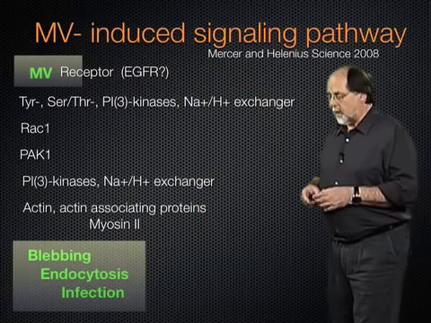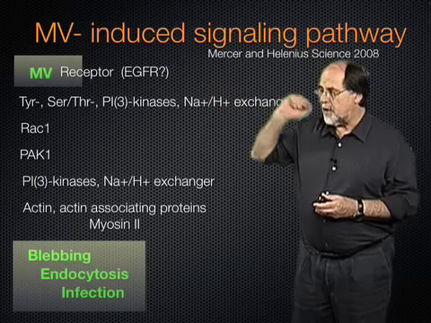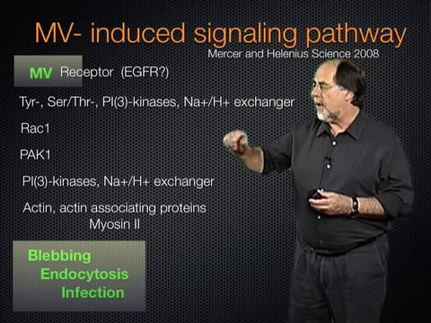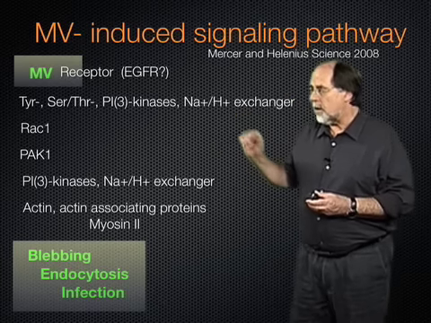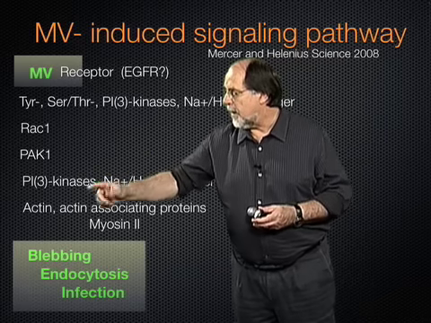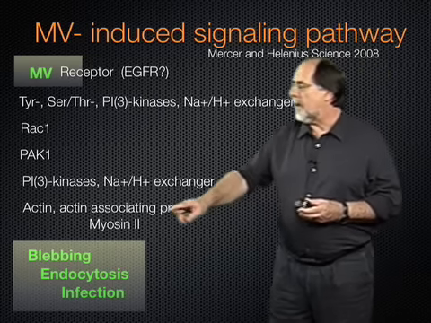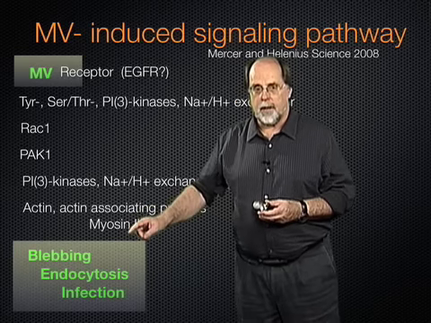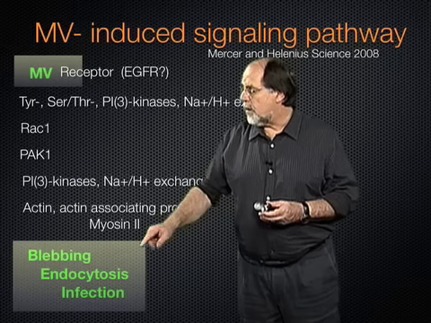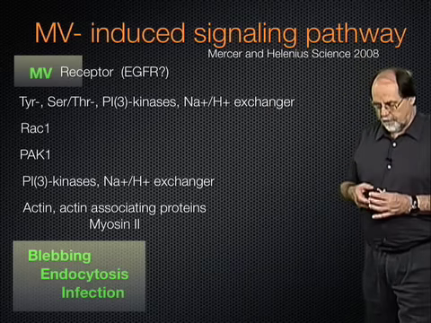So what is the pathway like? We have a rudimentary picture. The receptors are not clear. Perhaps they involve to some extent EGF receptor because it gets activated. Then there are serine threonine kinases, PI3 kinases, a sodium proton exchanger required at the next stage. Activation of RAC occurs, PAK is activated, and then another set of kinases and other factors are involved. Eventually, then actin and actin associating proteins get activated, myosin 2 is involved, and then that leads to blebbing, and blebbing leads to endocytosis, and that in turn leads to infection by Vaccinia virus.